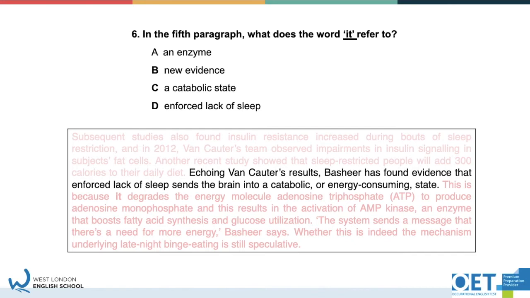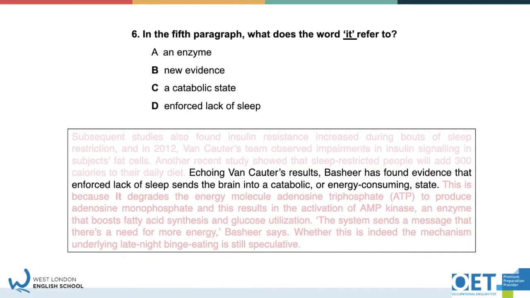We've got to look at the sentence before, because the reason that these pronouns have been used is because they are referring back to something that has already been mentioned. So let's have a look at the previous sentence. "Echoing Van Korter's results, Bashir has found evidence that enforced lack of sleep sends the brain into a catabolic or energy-consuming state. This is because it degrades." Looking at the previous sentence where it says sends the brain into a catabolic or energy consuming state, we want to know, why is the brain sent into a catabolic state? And then we get the answer, this is because, so this is why it happens.